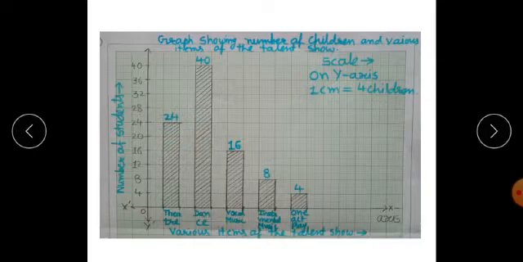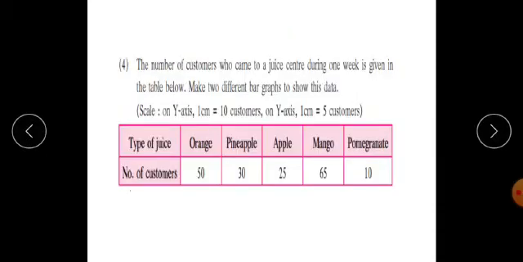Then while drawing the columns or rectangles, care should be taken that all the columns or rectangles are at equal distance from each other, and the first rectangle is also at equal distance from the y-axis. So accordingly, students, you also have to draw this graph.